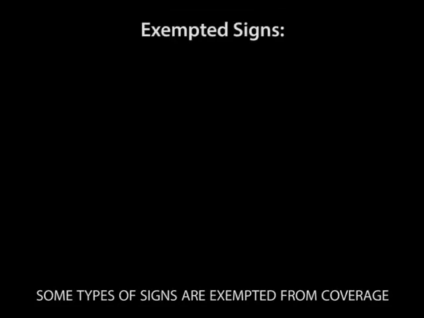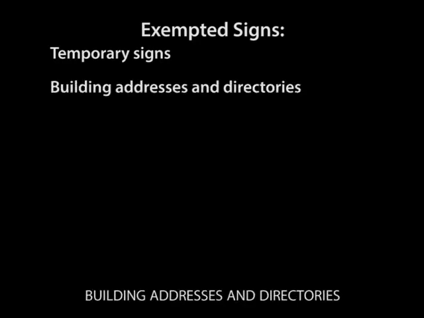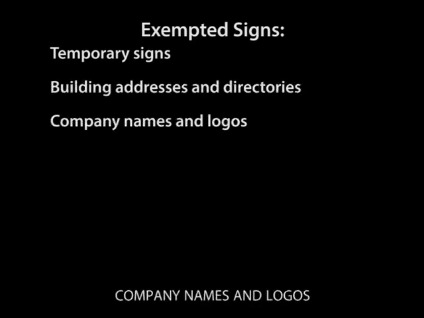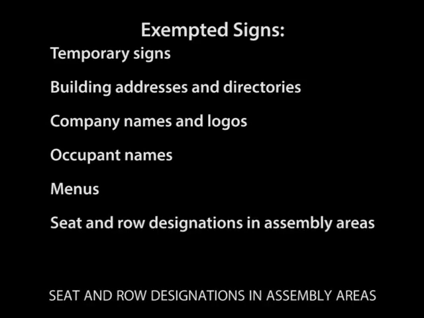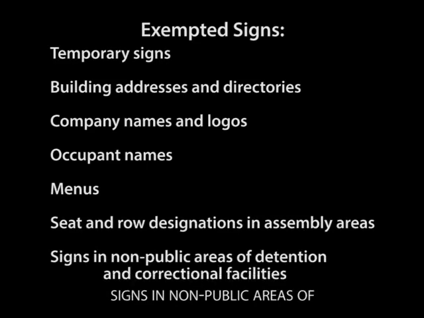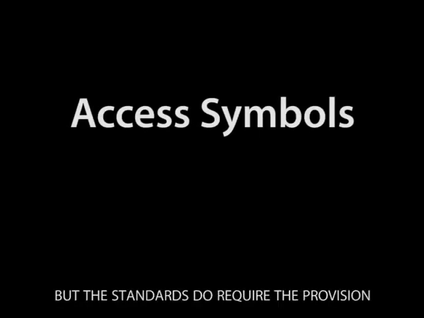Some types of signs are exempted from coverage and are not required to comply. These include temporary signs, such as those indicating an element is currently out of service, building addresses and directories, company names and logos, occupant names, menus, seat and row designations in assembly areas, and signs in non-public areas of detention and correctional facilities.